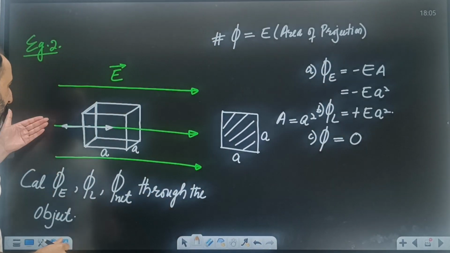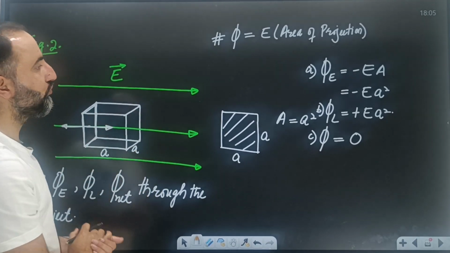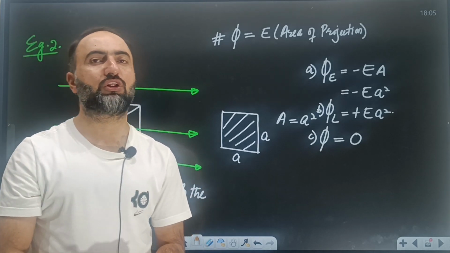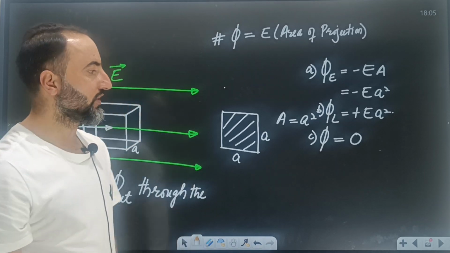Simply like this, if 10 electric field lines are entering this cube, 10 electric field lines will be leaving this cube, such that the flux entering the cube will be exactly equal to the flux leaving the cube, and hence the total flux passing through this cube will be equal to 0.